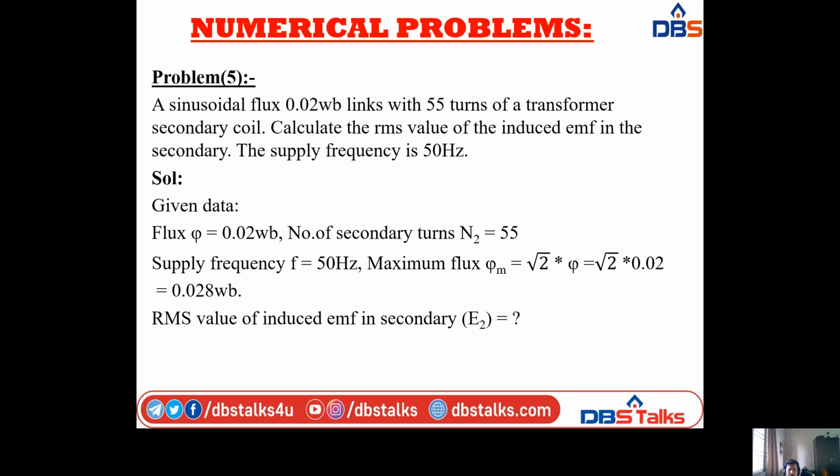Maximum flux phi m is equal to root 2 times of the given sinusoidal flux. Maximum value is equal to root 2 of the RMS value, right? Therefore, maximum flux phi m is equal to root 2 into phi. Root 2 into 0.02, therefore 0.028 Weber. Now, determine the RMS value of induced EMF in the secondary E2.